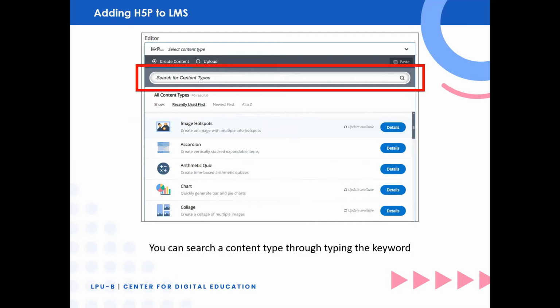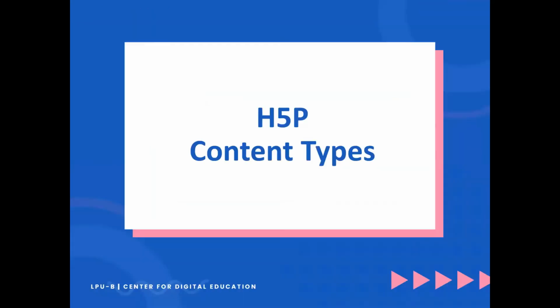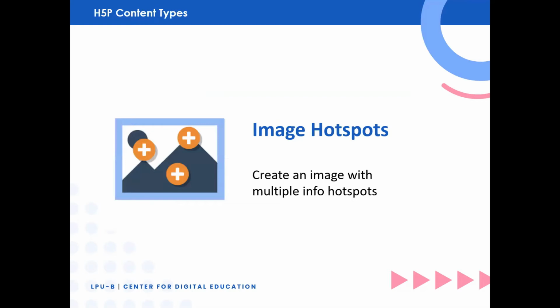And sa taas, meron ditong text box where we can type and search the content type na gusto nating hanapin. And you can also scroll down to look for more content types. So, ano po ba yung iba't ibang H5P content types? So number one, meron po tayong tinatawag na image hotspots, wherein we can create an image with multiple info hotspots. So i-click lang ni student yung different hotspots and may mag-appear na information.